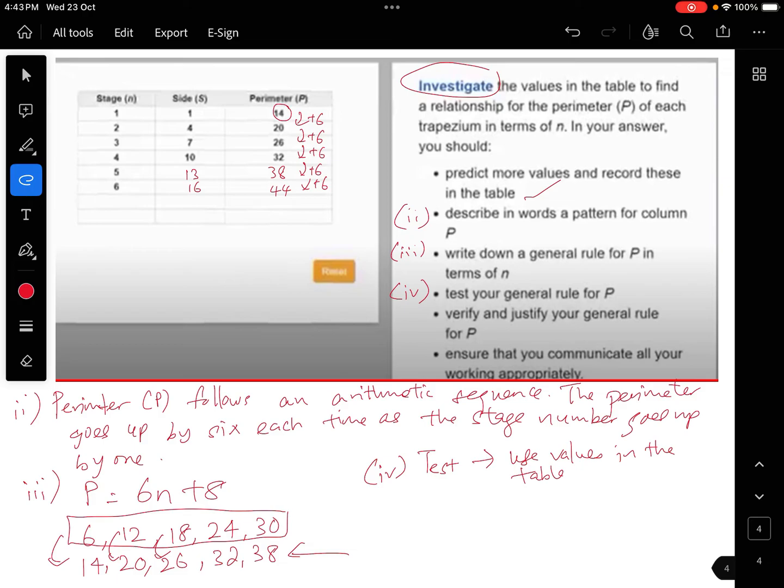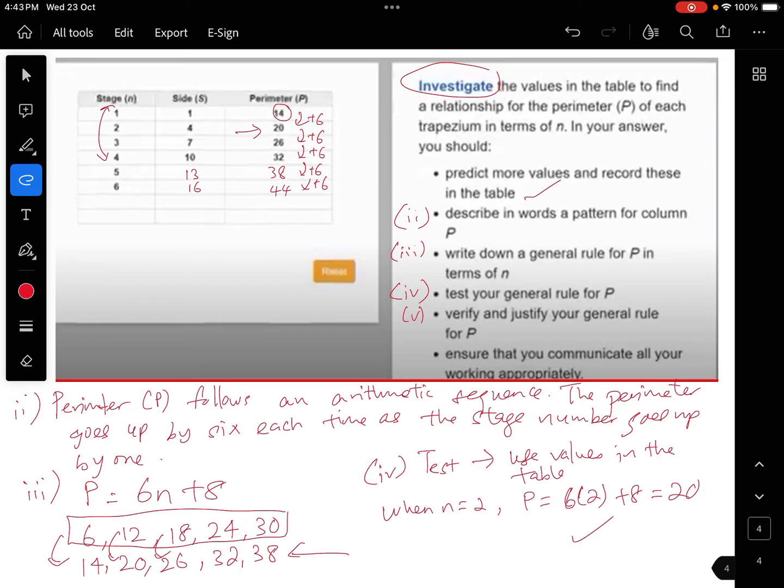So what I'm going to do is you have a choice from 1 to 4 because these are given to you. So I'm going to try when n is 2. Just 1 is good enough. So p would be equal to 6 times 2 plus 8. That gives me 20, which obviously matches with the perimeter here. So this is done as well. Part 4 done.